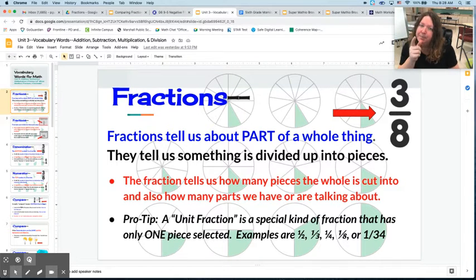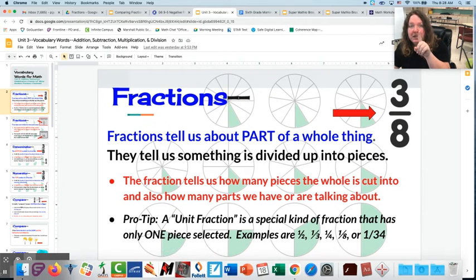So here's a pro tip. A unit fraction is a special kind of fraction that tells us that we're talking about one piece out of the whole. So only one piece is selected, like 1/2 or 1/3 or 1 out of 4 pieces or 1 out of 296 pieces. That's a unit fraction. It tells us there's only one piece we're choosing.